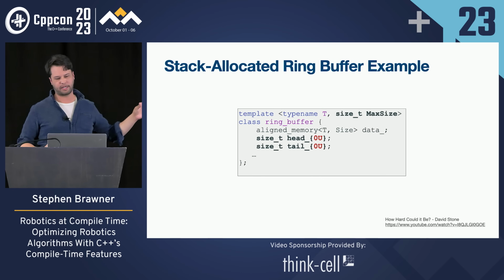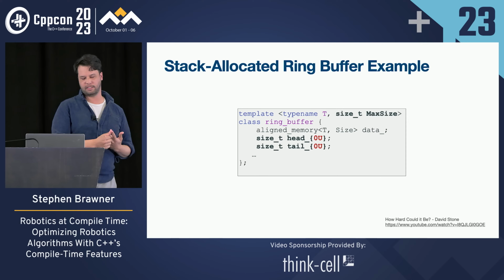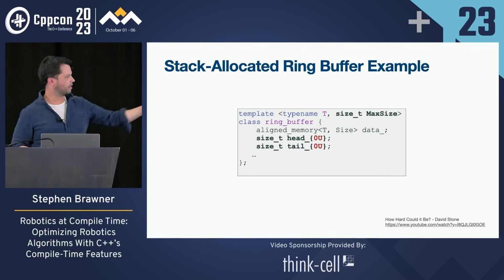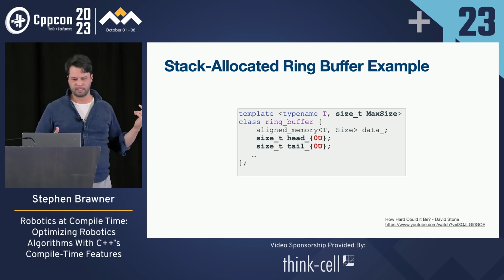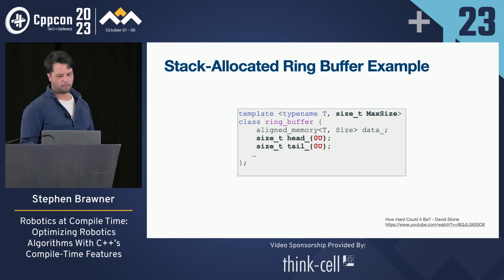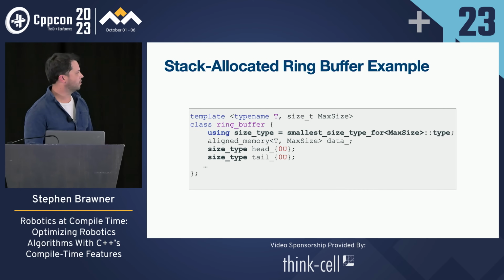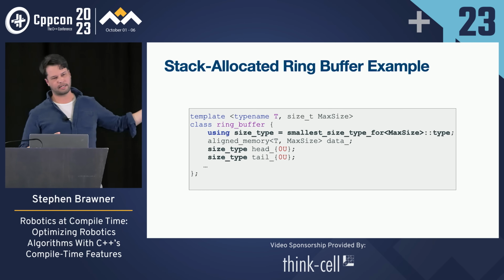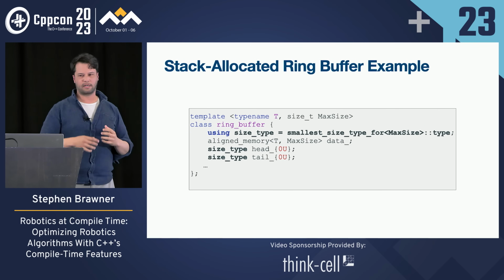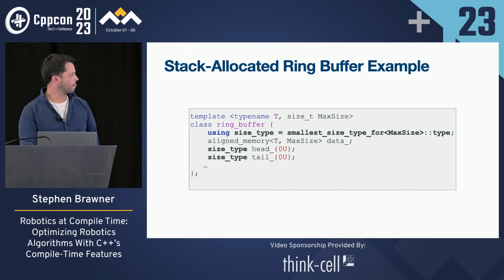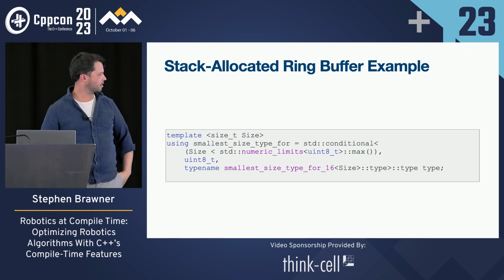But in this case, I want to draw attention to what happens if type name T is small. What happens if max size is kind of a small size? Well, the overhead in memory of this type is dominated by these head and tail items. So one simple optimization you might do is use a compile time struct lookup to choose the right size type for head and tail such that it's as small as you can actually use.